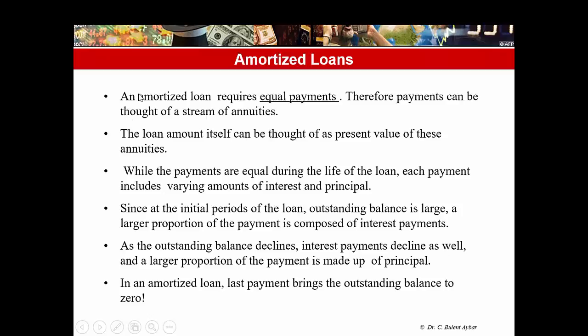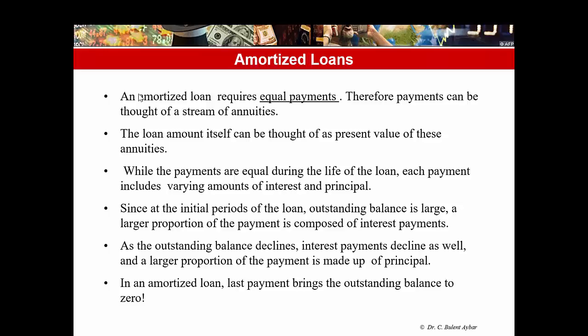In this segment, we are going to explore loan amortization, or amortized loans. An amortized loan is the type of loan that requires equal payments. Therefore, we can think of payments as a stream of annuities. So every payment is equal over a period of time, which conforms to the description of an annuity. As a result, the loan amount itself can be thought of as the present value of these annuities.